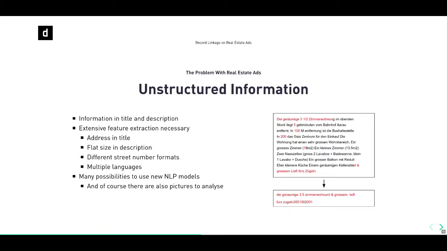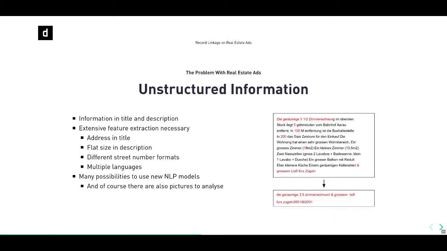Also, if you have ever looked at such ads yourself, you may realize that there is a lot of really unstructured information. So mostly you have the price available as a number, and maybe you have the number of square meters living area available as a number. But this is not just a simple number-based record linkage problem. So you have to do feature extraction on the unstructured parts. For example, it can be the case that you have the street address in the title of the ad, you have some description of the flat in the text, you have different formats, and especially for Switzerland, you have a huge problem also with multiple languages, where especially in the region where both German and French are spoken, you very often see ads for the same flats available in two different languages.